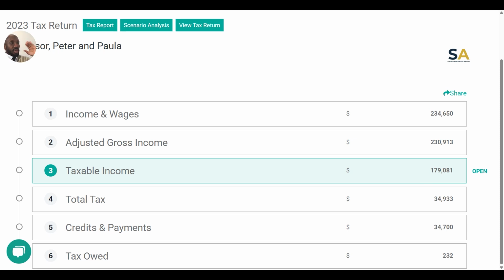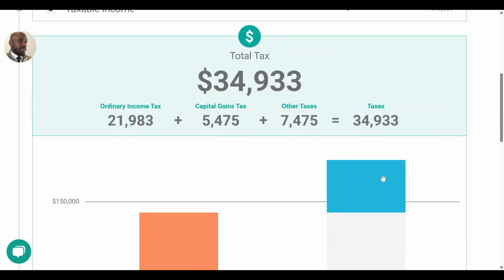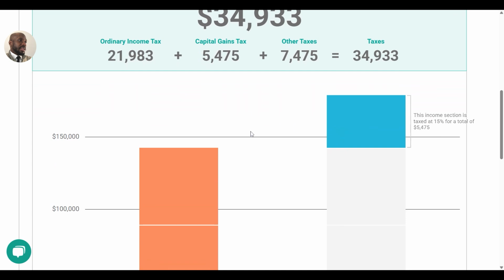Okay, so you go from your income, you take out above the line deductions to get to your AGI, adjusted gross income, and then you take out below the line deductions to get your taxable income, right? Now, based on your taxable income, then you get your total tax, and our total taxes will be based off a tax bracket, right? So, if you look at their total tax, in this case, they are going to be paying about $22,000 in ordinary income taxes.